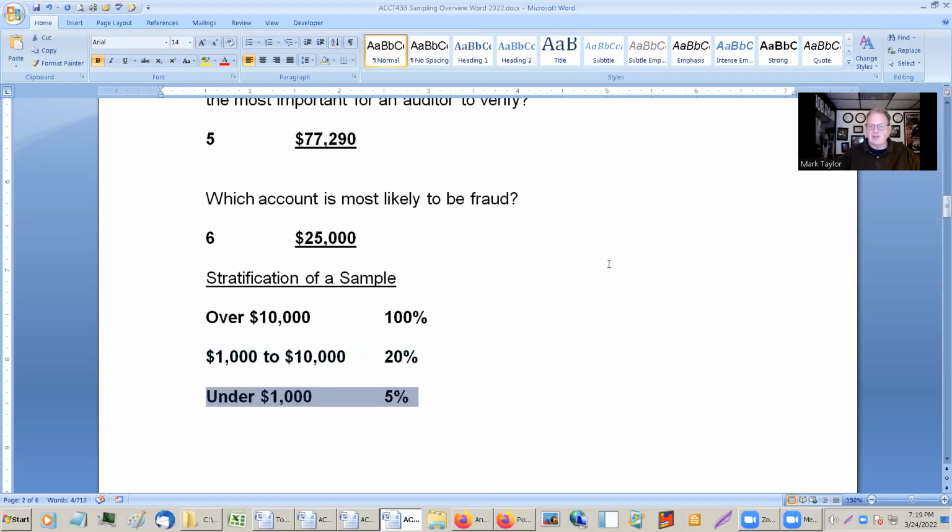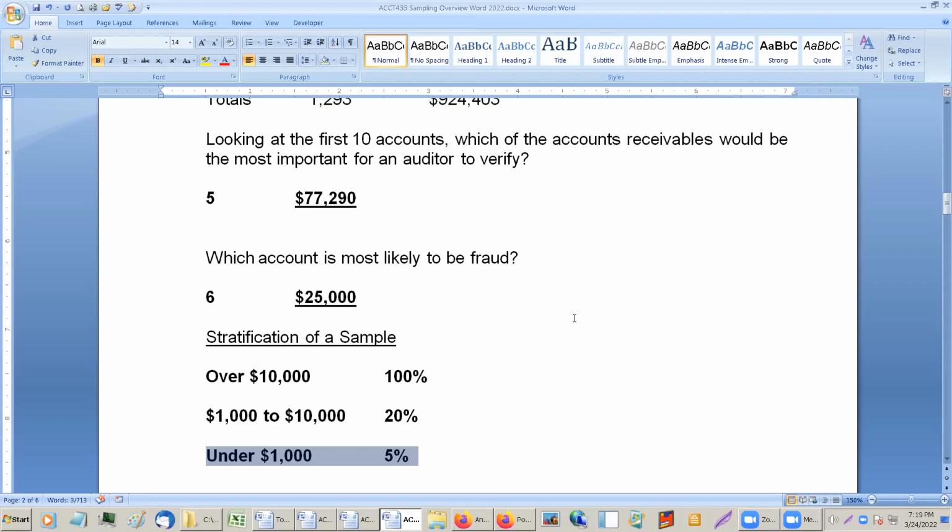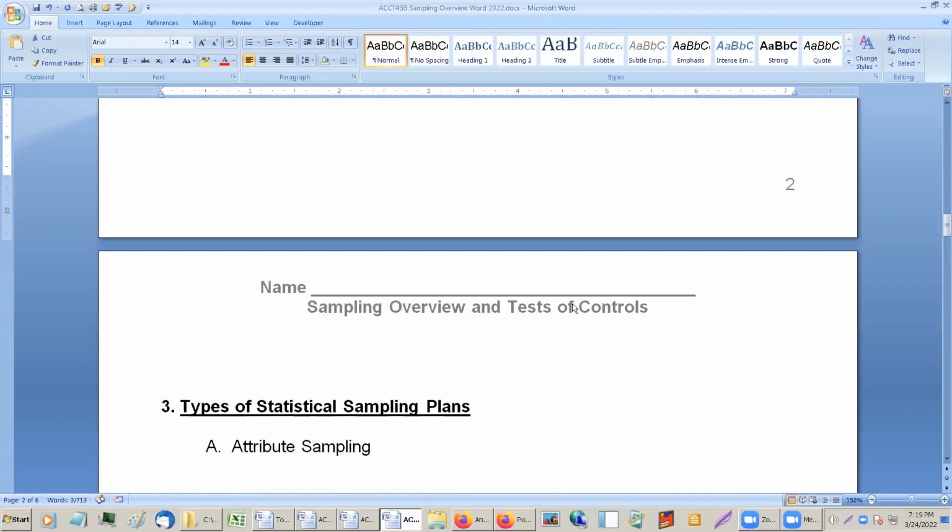So this is one of the things that you'd try to do, again, because the larger dollar amount ones just intuitively are the more interesting ones. They're the ones that could be material on their own even. So that's stratification of a sample.